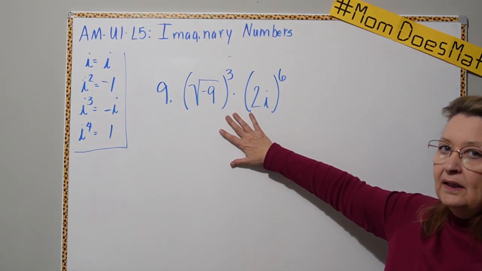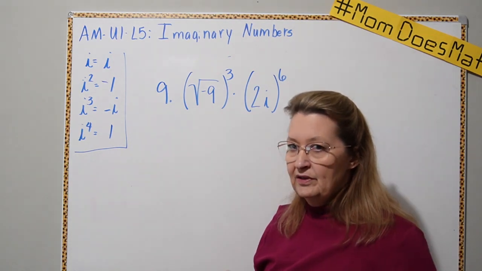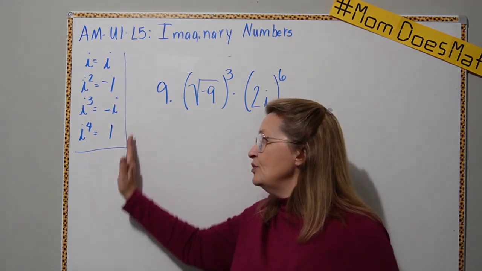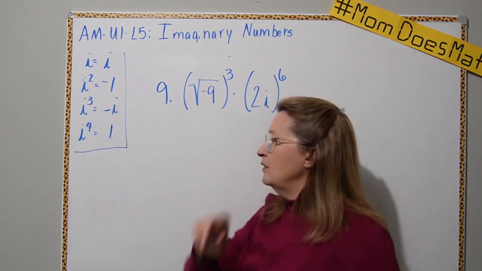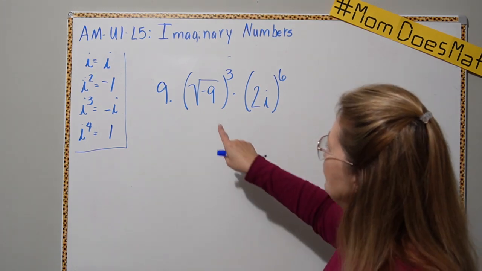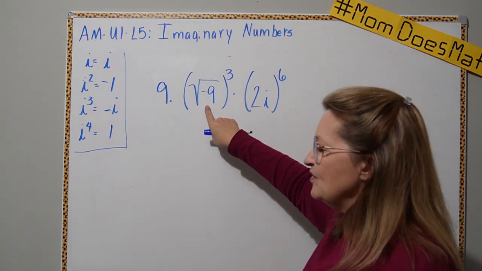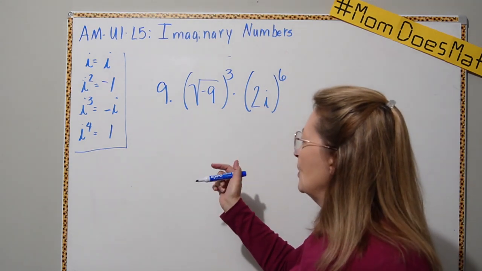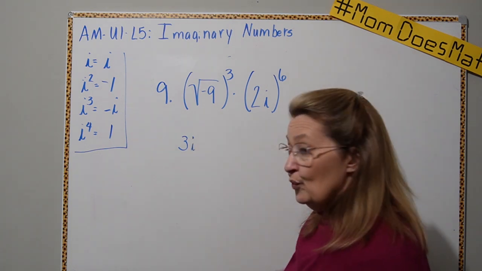Okay, number 9 is a little more complex, and I'll tell you there are several really good ways to work this. If you work it a different way but you get the right answer and you keep your chart in mind, you're using your powers, then you're good to go. So first of all, the square root of negative 9 cubed. Let's find the square root of negative 9 first. Let's go inside. What is the square root of negative 9? That's going to be 3i.